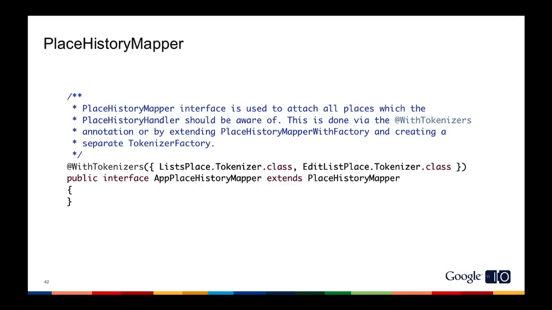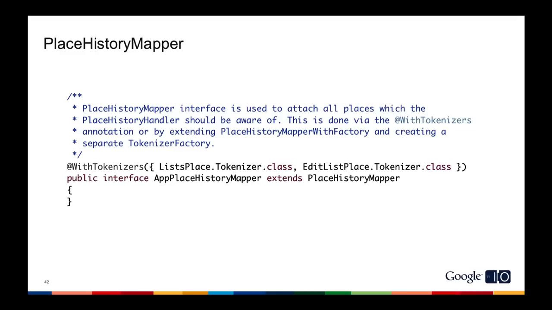How do you tell GWT about all of your places in your app? You do that using a place history mapper. This is a simple marker interface. It has no actual methods or code in it, but the annotation with tokenizers is where you point to the tokenizer class for each place in your app. You just list them all out, and then GWT automatically registers them in its infrastructure.